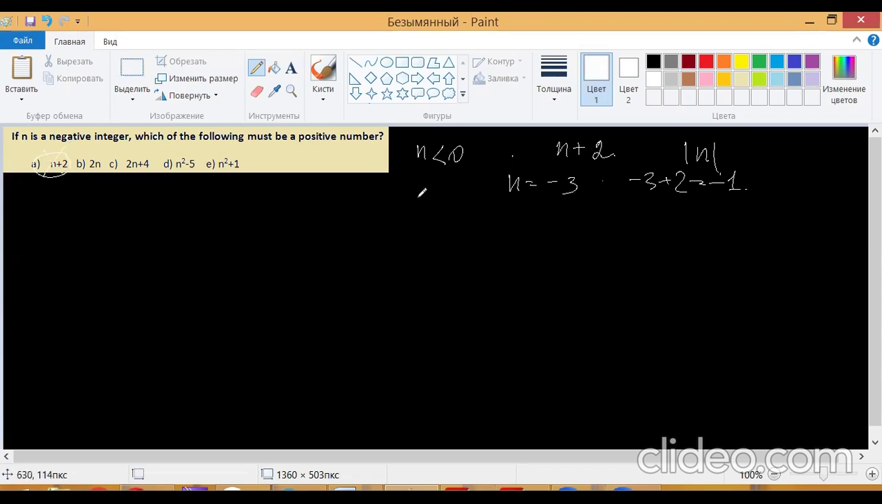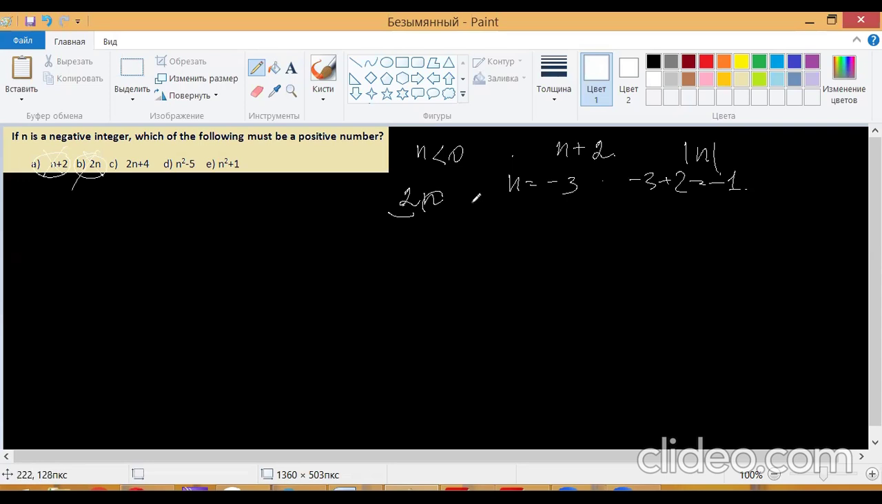Let's take a look at option B, double n. Twice n is 2n, and because n is negative and 2 is positive, the product of 2 and n will give us a negative number, which isn't what we are looking for. For this reason, B isn't the right option either.